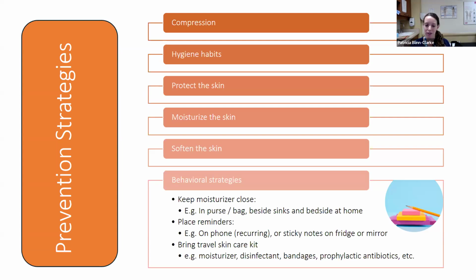Also consider bringing a travel skincare kit for when you go away. And this could be, for example, for a cottage weekend or a longer vacation. But this should have moisturizer, disinfectant, bandages, so like Band-Aids or larger. It can have bug spray as well to help protect the skin, and sunscreen depending on the climate and the season. And prophylactic antibiotics. If you don't know what those are, you probably haven't been prescribed them, so don't worry about the prophylactic antibiotics, but I will talk about them a little bit more at the end if you're curious what they are.